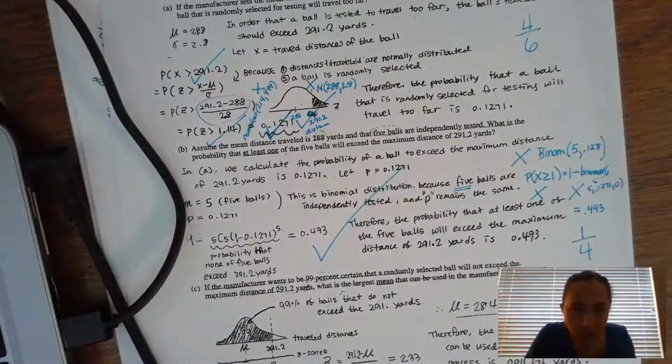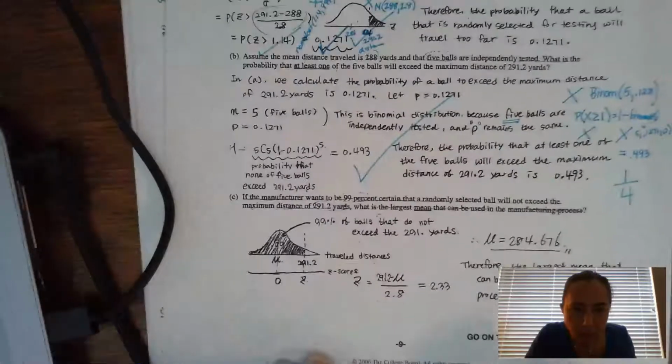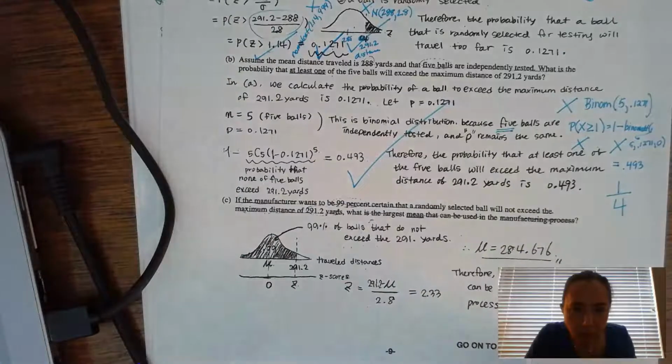The last one, the manufacturer wants to be 99% certain that a randomly selected ball is not going to exceed the distance of 291.2. What's the largest mean that can be used in the manufacturing process? Okay? Well, just off the bat, they give you a percentage. They want you to go backwards and find the mean. So the big thing is remembering that the z-score formula has all those different pieces in there, but the basic beginnings of this problem is going to be an inverse norm problem.